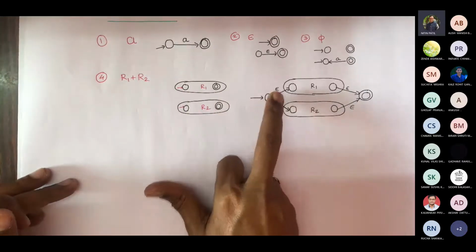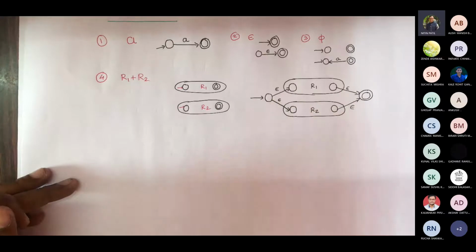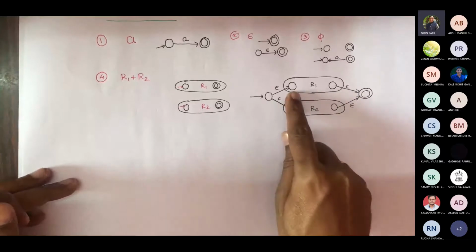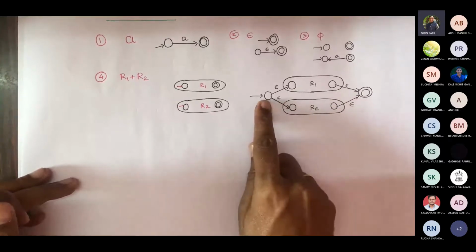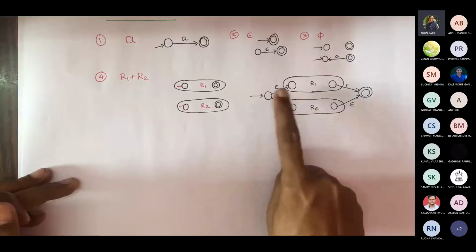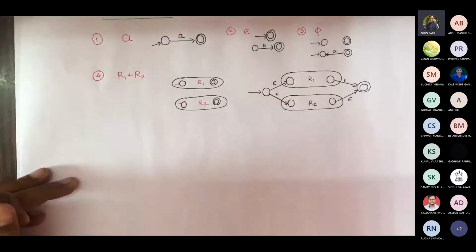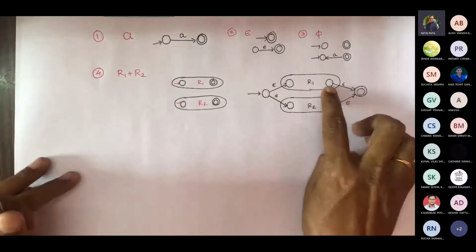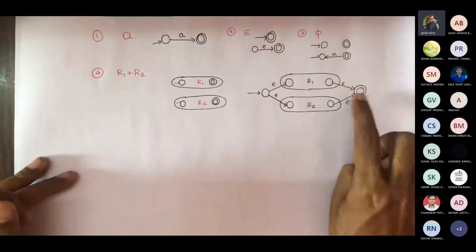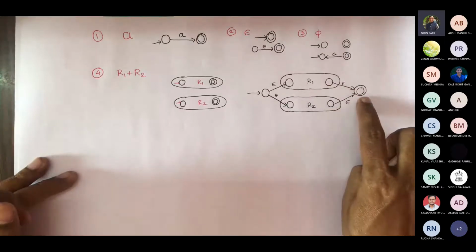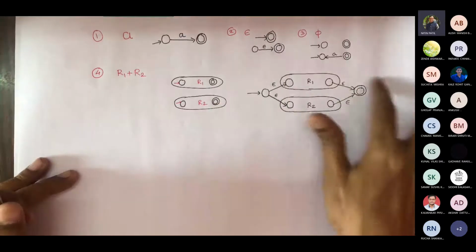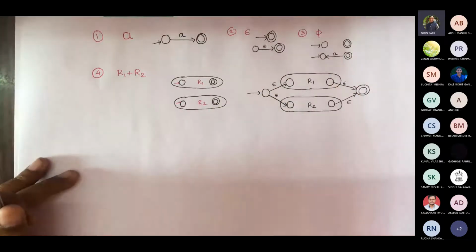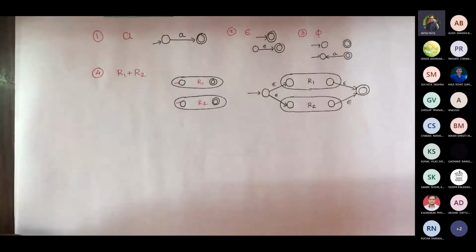So what exactly you are going to do? You are going to add 2 transitions from initial and 2 transitions to final. Now the initial transitions are to be added from new initial to initial of R1, new initial to initial of R2 with epsilon. Now from final of R1 to new final and final of R2 to new final with epsilon. So this is how this would be your finite automata for R1 plus R2. Is that fine?